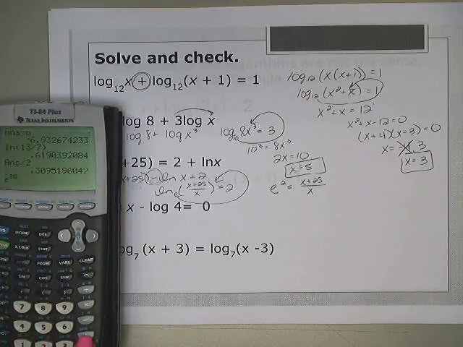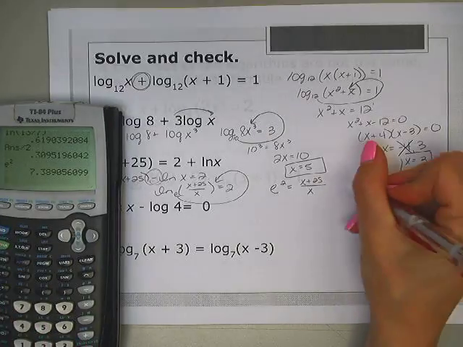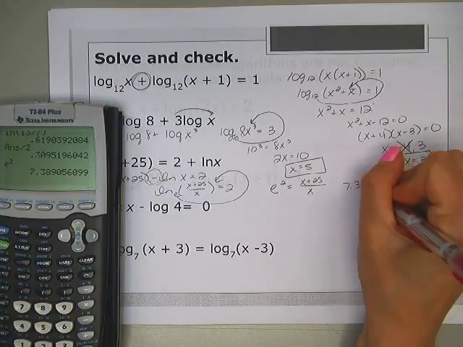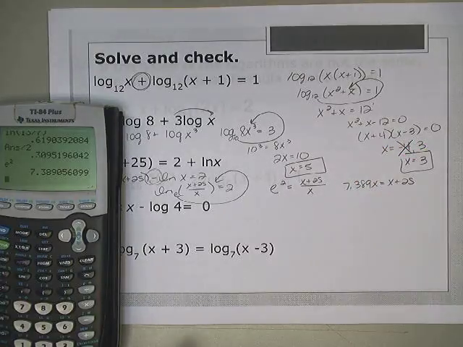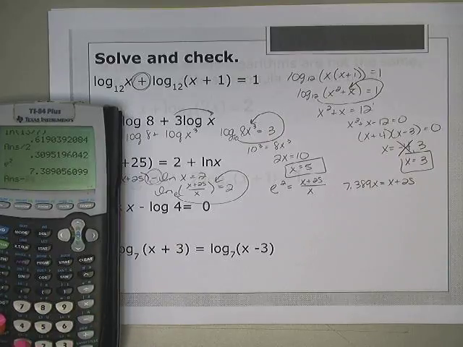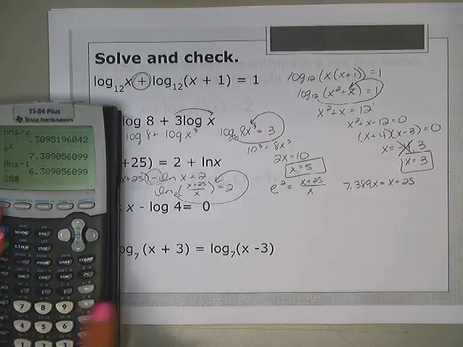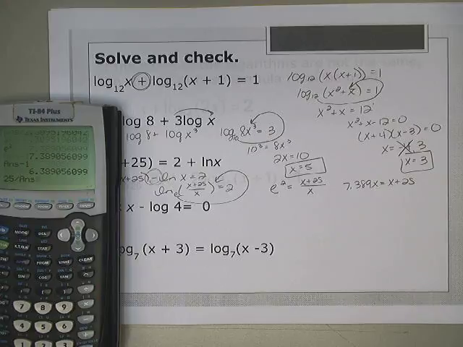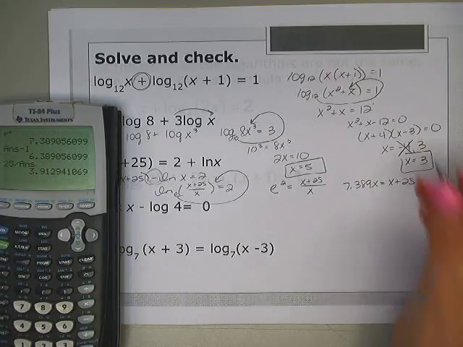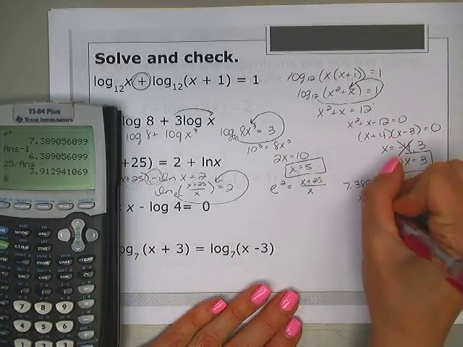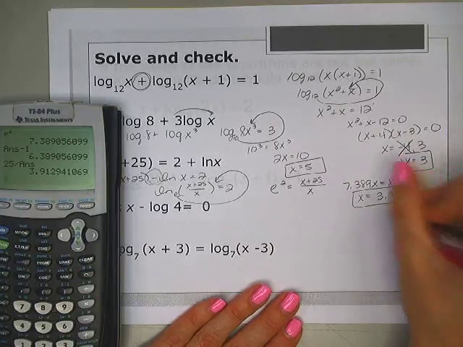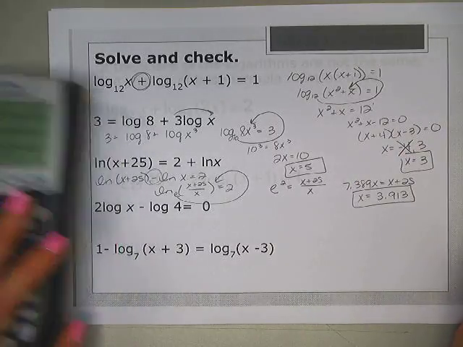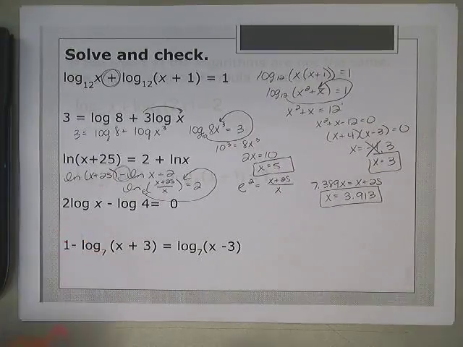What is the base right there with a natural log? That's base e, right? So I'm going to roll an e. I would need a calculator for this question. I will not expect you to roll an e without a calculator. You've got e squared equals x plus 25 over x. Let's grab this calculator. I've got e squared.